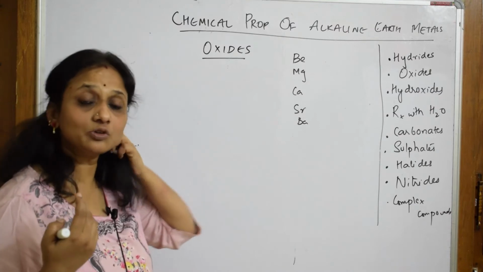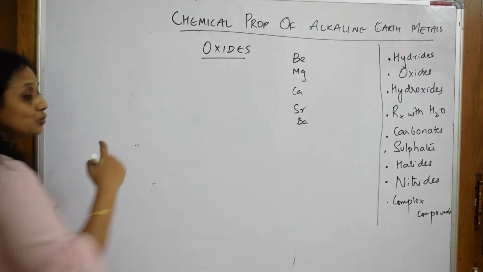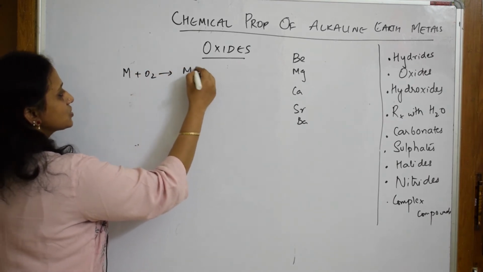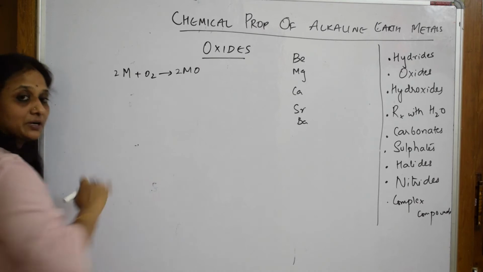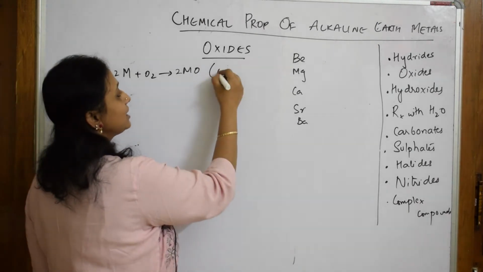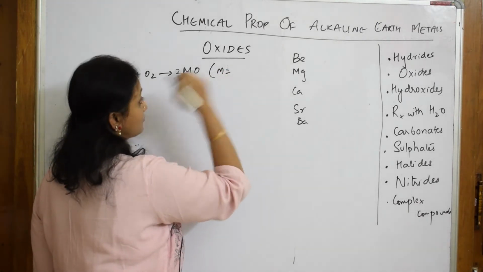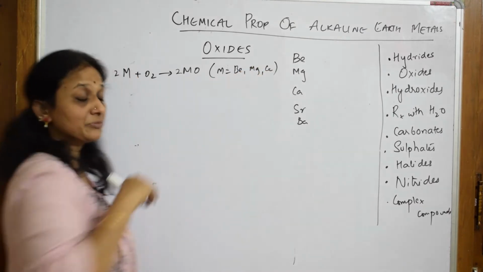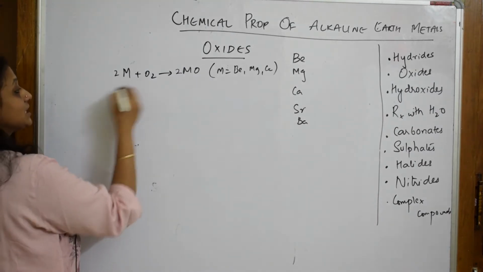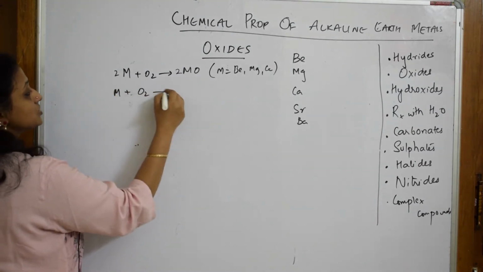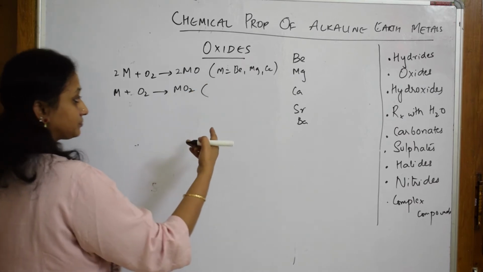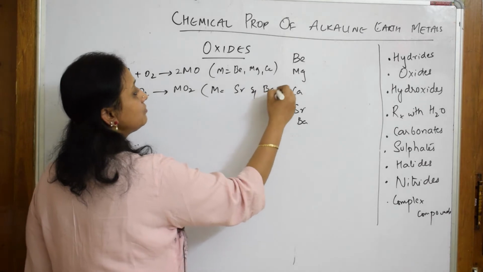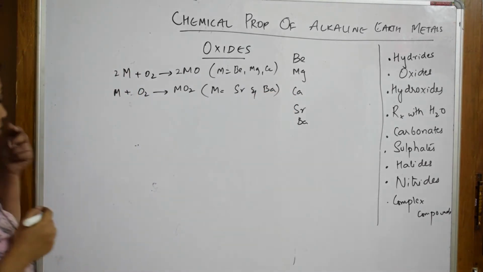Now the oxides of these form two types. Metal plus oxygen giving metal oxide, MO. This is one type. The metal can be beryllium, magnesium, calcium. The second type is again metal plus oxygen giving MO2. Here strontium and barium are going to form this type of oxides.